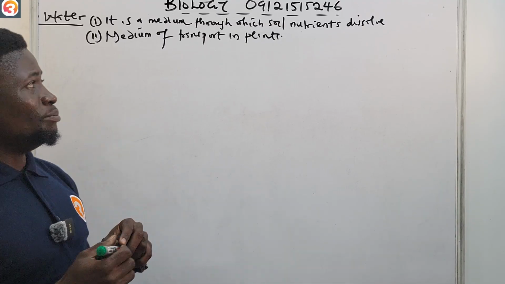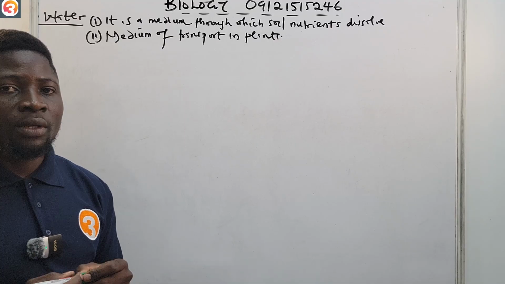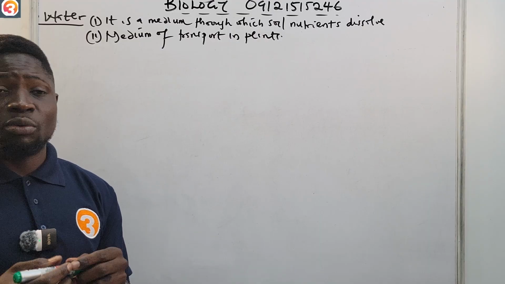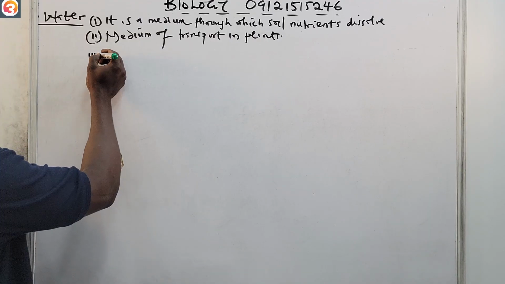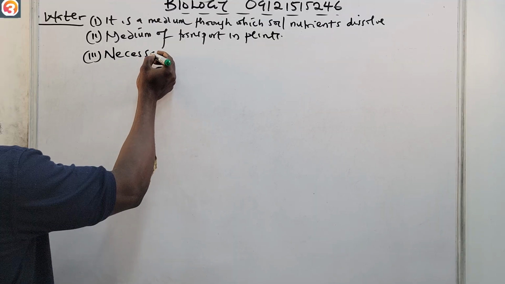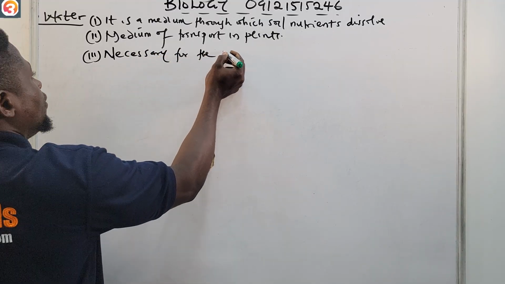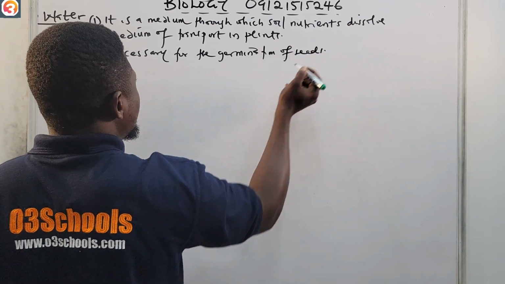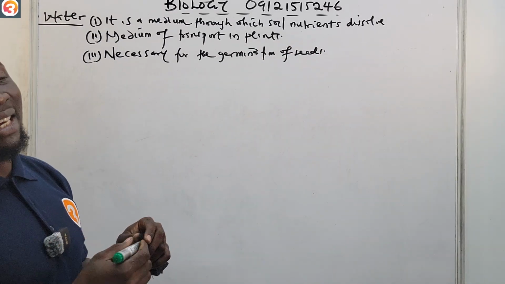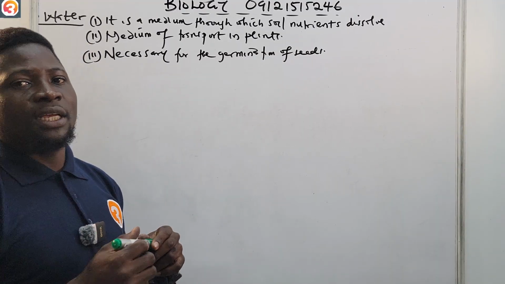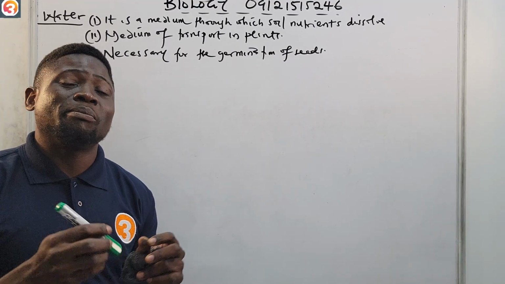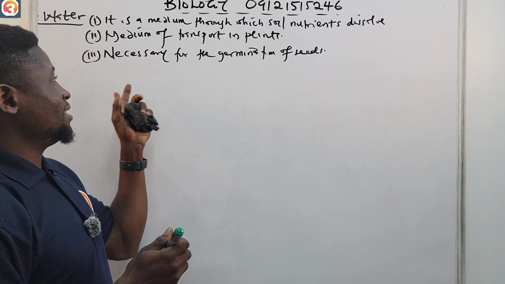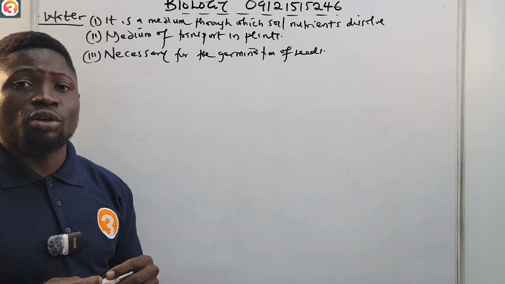So water is a medium of transport in plants, and water is also necessary for the germination of seeds. Without water, seeds may not germinate. I don't know if you are going to plant a seed during the dry season when rain is not falling. You will see the performance of that plant will not do well, definitely. So water is very necessary for the germination of seeds.